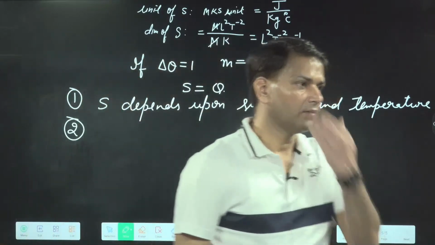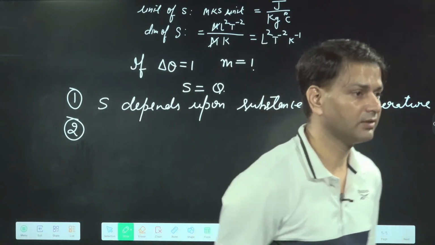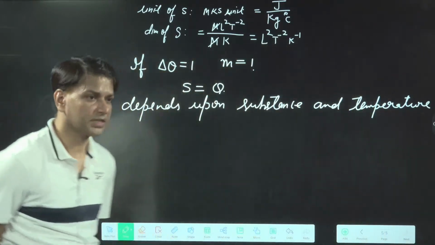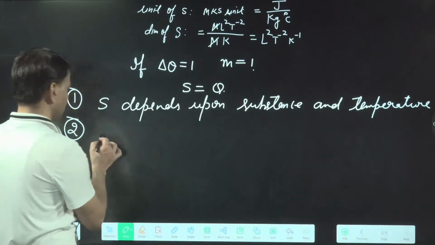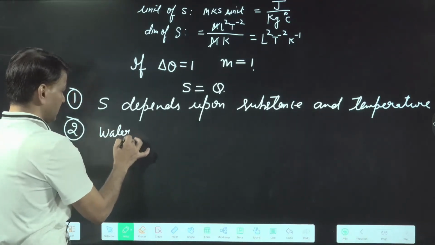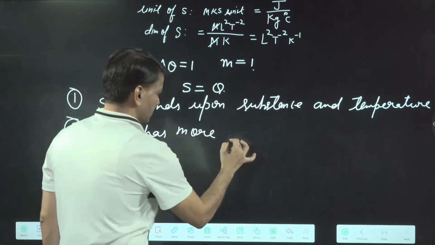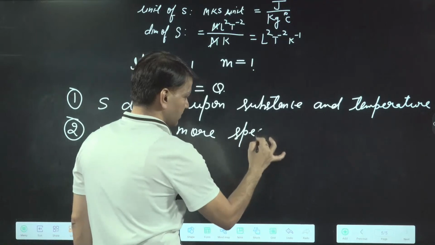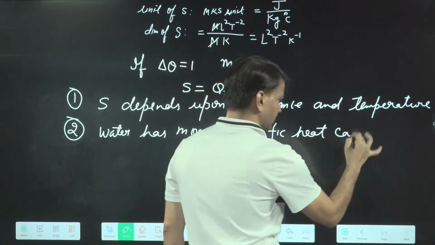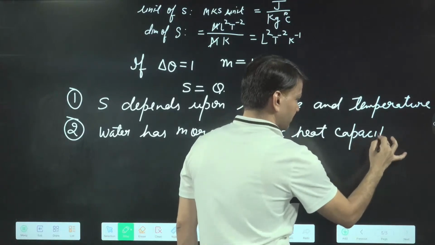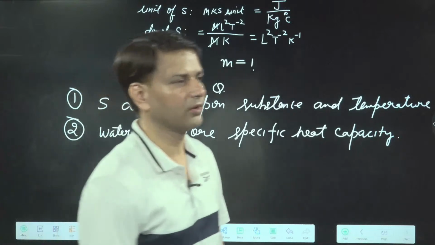Which substance has the maximum specific heat capacity? Water. So water has more specific heat capacity. Okay.